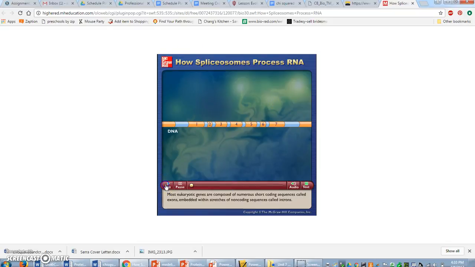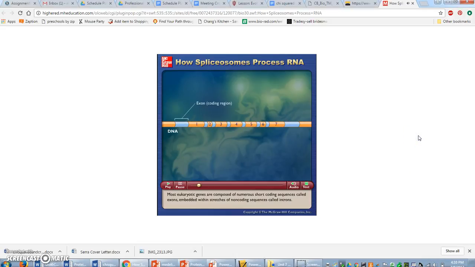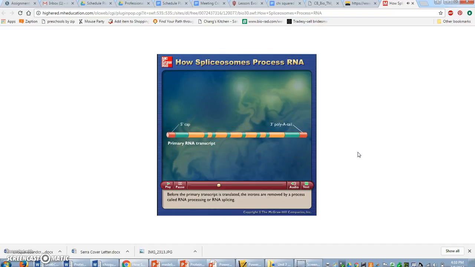Most eukaryotic genes are composed of numerous short coding sequences called exons, embedded within stretches of non-coding sequences called introns. The initial messenger RNA molecule, or primary transcript copied from a gene by RNA polymerase, is a faithful copy of the entire gene, including introns as well as exons. Before the primary transcript is translated, the introns are removed by a process called RNA processing, or RNA splicing.